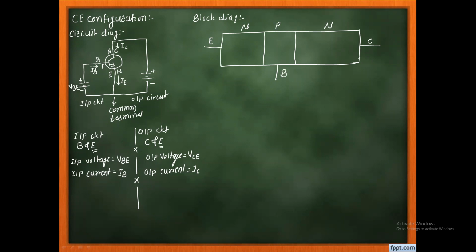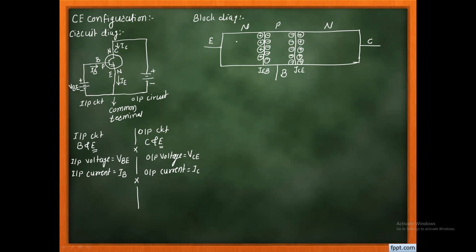Now we know that in the N region, a positive ion layer is present. In the P region, a negative ion layer is present. So this is the first junction. We call it the emitter to base junction. Similarly, in the collector to base, again in the P region the negative ion layer is present, and in the N region the positive ion layer is present. So this is the second junction, we call it the collector to base junction.